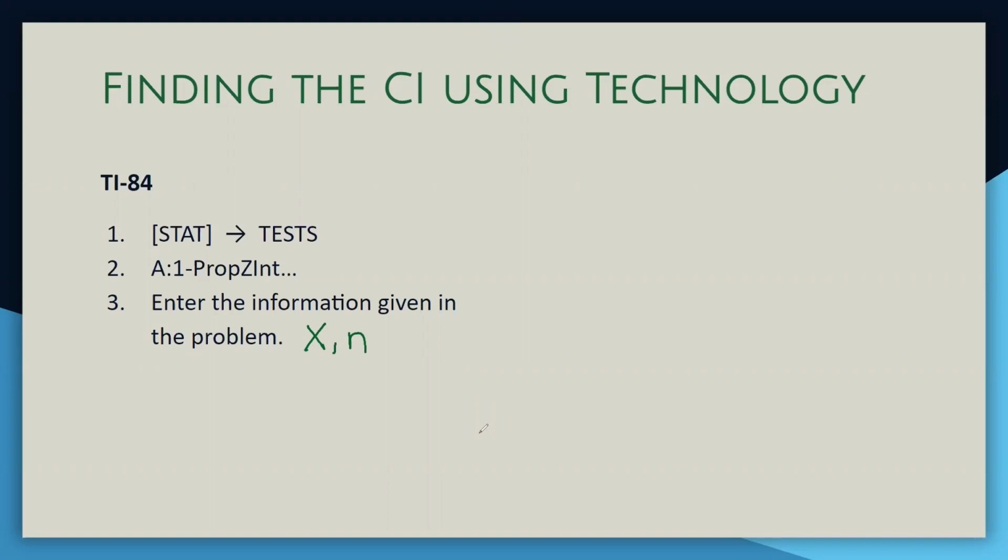GeoGebra is going to ask you for p prime and n. So pay close attention to what you're being asked for. Once you've entered all that information, you're going to select calculate and press enter, and it'll spit out the ordered pair that represents the lower and upper bound for your confidence interval.